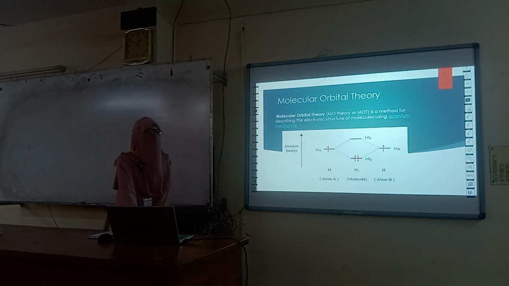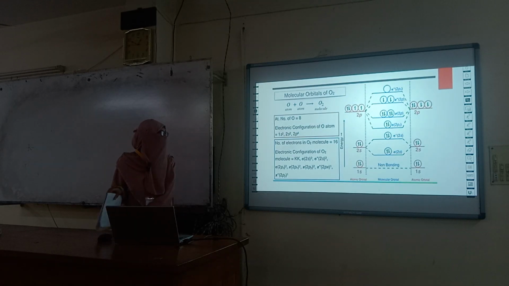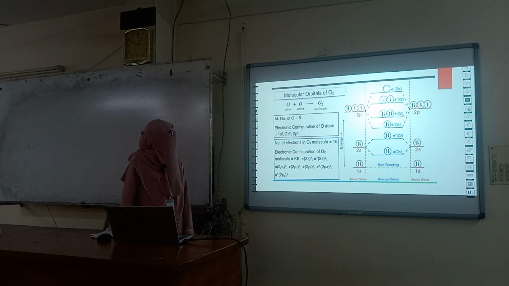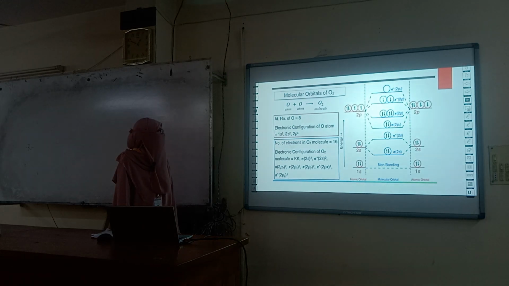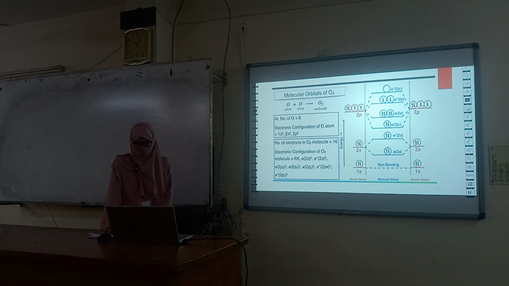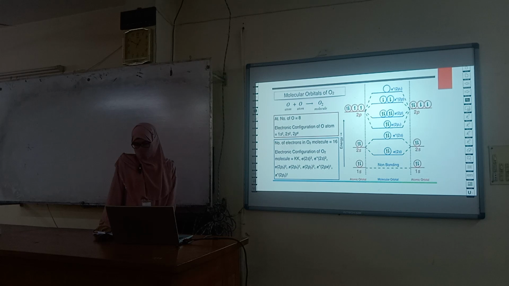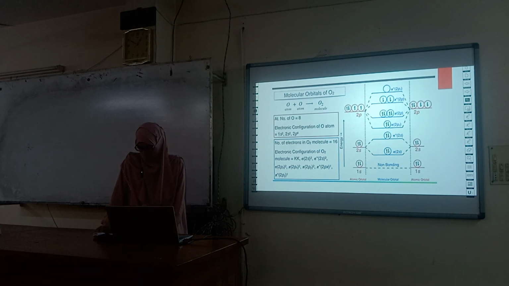Molecular orbital theory. Molecular orbital theory is a method for describing the electronic structure of molecules using quantum mechanics. For example, the molecular orbital of oxygen. Two oxygen atoms form an oxygen molecule. In the formation of the oxygen molecule, the two oxygen atoms come close and their atomic orbitals overlap to make molecular orbitals.